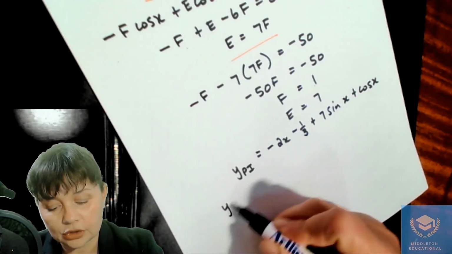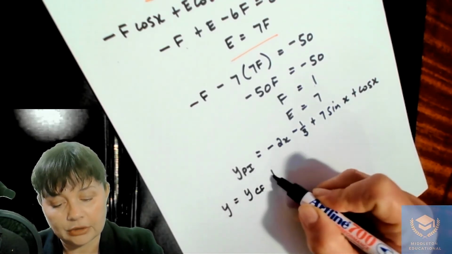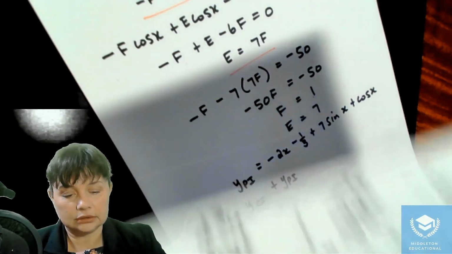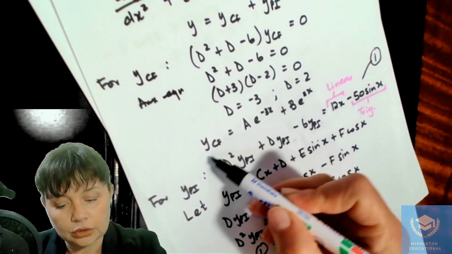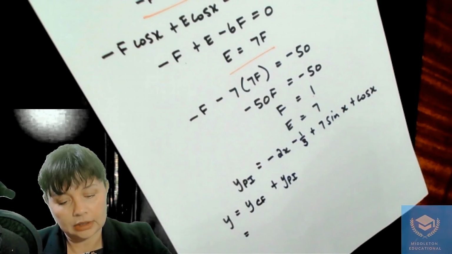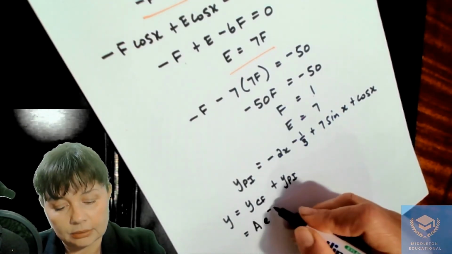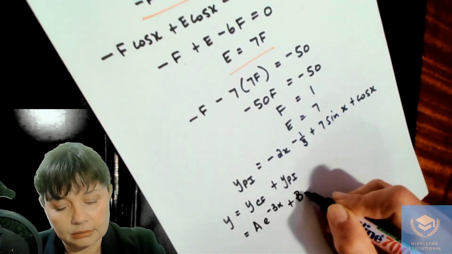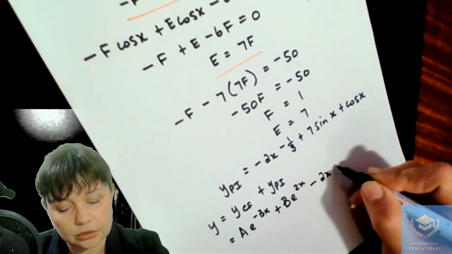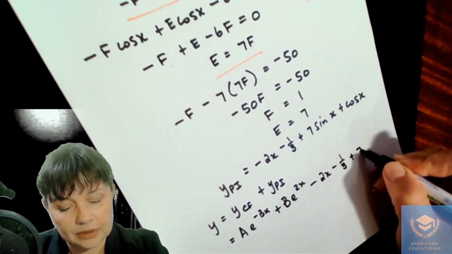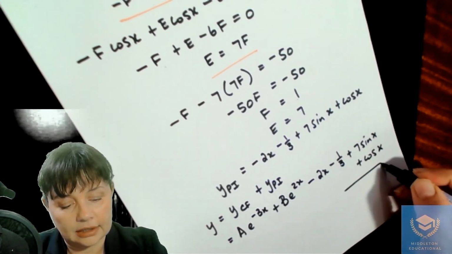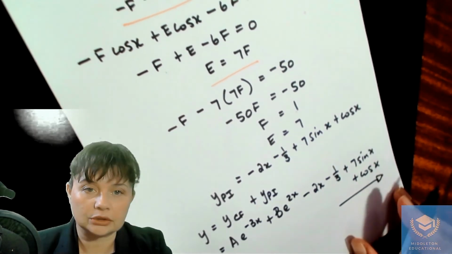And then our final solution is made up of the complementary function plus that particular integral. And our complementary function, let's see, what did we get? It looked like this, right? So it was a e to the minus 3x, b e to the 2x, and then our particular integral, minus 2x minus a third, 7 sine x plus cos x. And that over there is the general solution.